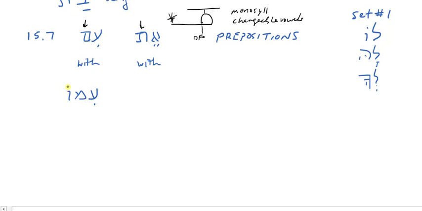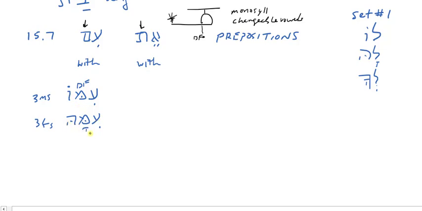So if I take im, I have to rewrite my mem so that it's no longer final, because I'm going to add the 3ms pronoun. If I want to say "with him," it's imo, but since im is a monosyllabic word with a changeable vowel, you have to put that Dagesh forte in there. Immo, with him. If I want to say "with her," it's imma, Dagesh forte, with the dot, the mappiq, and the hey. That's with her. Immo, with him; imma, with her.